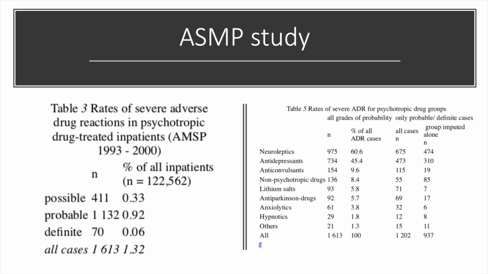The AMSP study looked at over 122,000 inpatients of psychiatric hospitals over the course of 7 years all across Europe. And they found that 1.32% of severe adverse drug reactions occurred. And we can see they broke it down by drug class. Most were neuroleptics, but they also looked at non-psychiatric drugs.